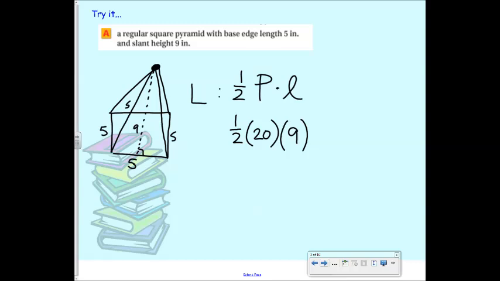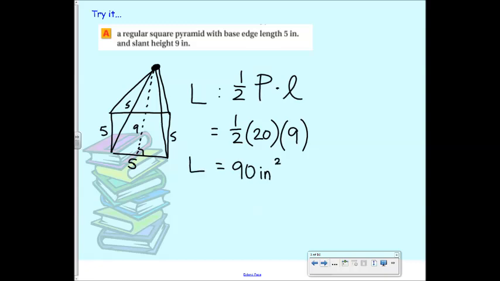Alright, so what's half of 20? 10, and then 10 times 9 is 90. It's inches squared. So the lateral area is 90 inches squared.